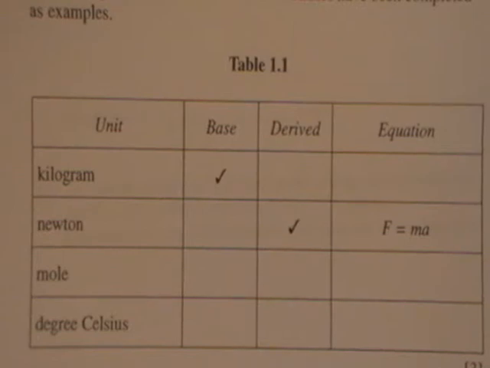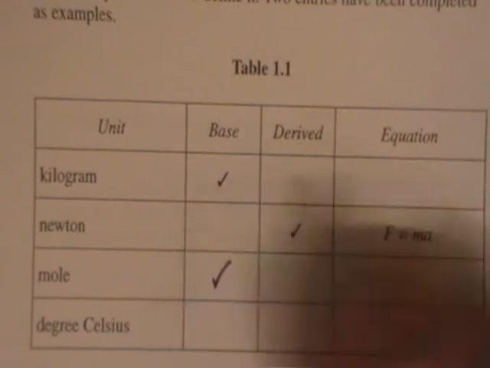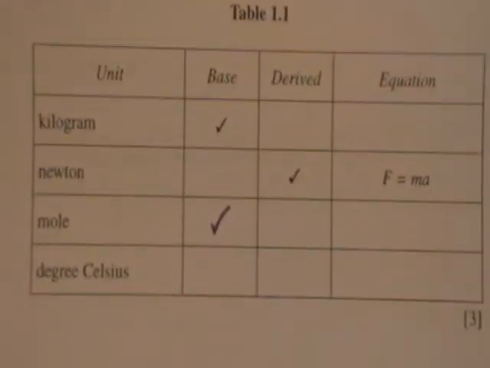So the first one is kilogram, and it's a base unit, so therefore there's no equation, it's just kilogram on its own. The second one then is newtons, and it's also done for you. It's also ticked where you can see it's a derived unit, and they're suggesting that you could get the base units for that by using F equals ma. The next one is mole, and it's a base unit. And the last one is degrees Celsius.